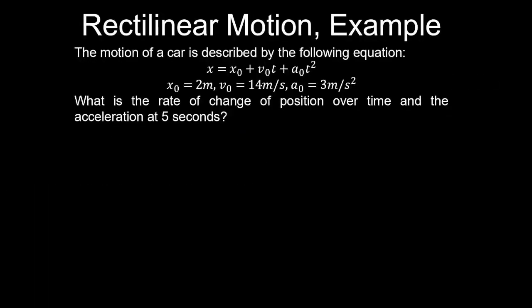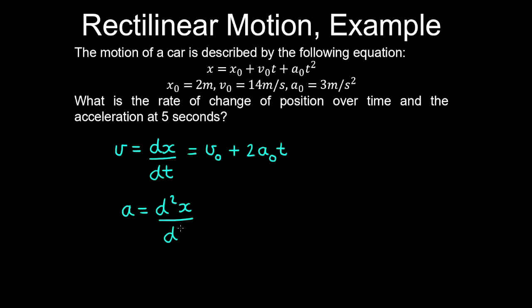The motion of a car is described by the following equation, and we're given the following initial conditions, and we're asked what is the rate of change of position over time. So that would be the velocity, which is the first derivative of position with respect to time. So that would be v0 plus 2a0t. And the acceleration is the second derivative of position with respect to time, or the first derivative of velocity with respect to time. So that would be 2a0.